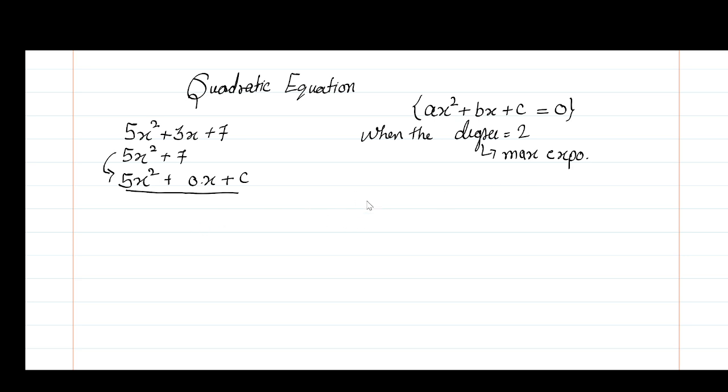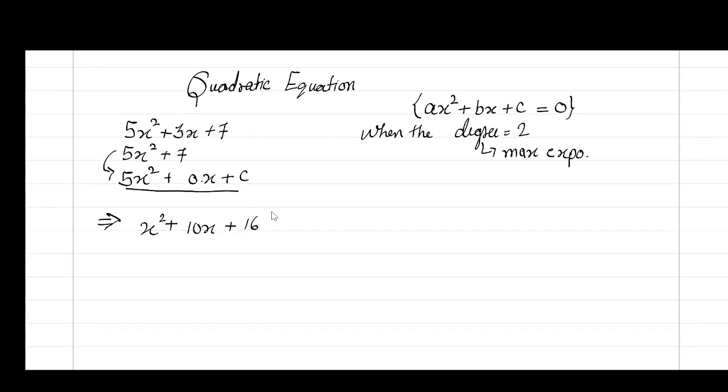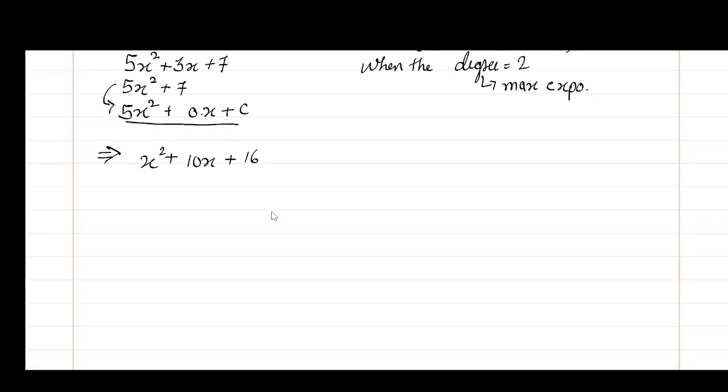Next is, how do we factorize a quadratic equation? If I write, for example, x square plus 10x plus 16. So we'll learn how to factorize a quadratic equation. X square plus 10x plus 16, when you compare it with the general notation, that is ax square plus bx plus c, you find the values. A equals 1, yes. B equals 10, yes. And C equals 16, right? A equals 1 because the coefficient of x square is 1 here.